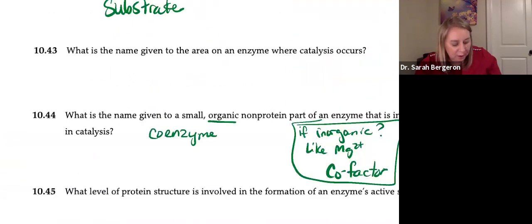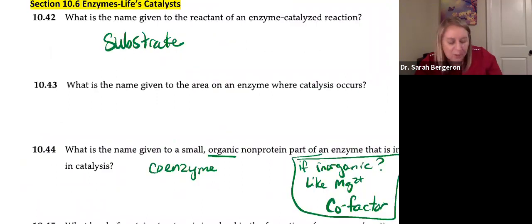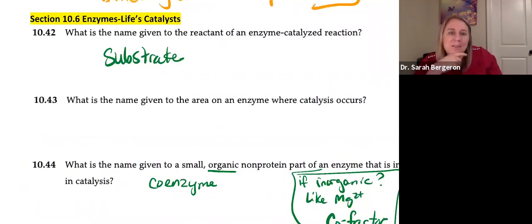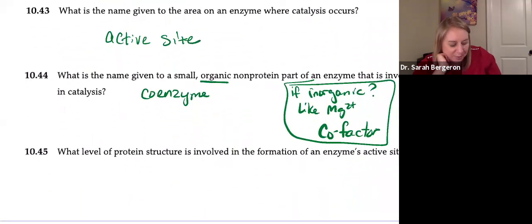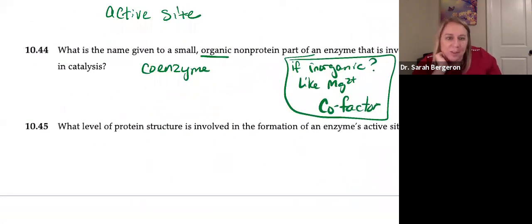All right, let's see. Oh, I started the wrong ones. That's okay. We're going to do this. What is the name given to the area on an enzyme where catalysis occurs? That is the active site, right? The active site. We'll go ahead and finish this one and then we'll continue to skip like we should be.